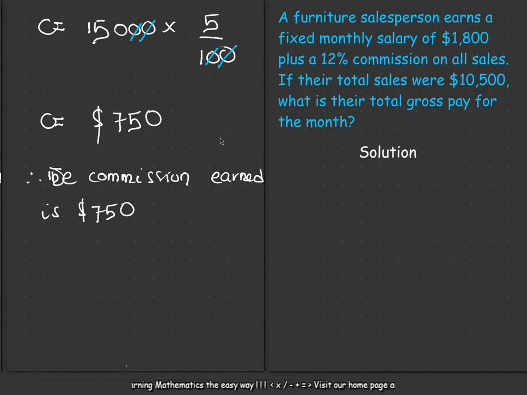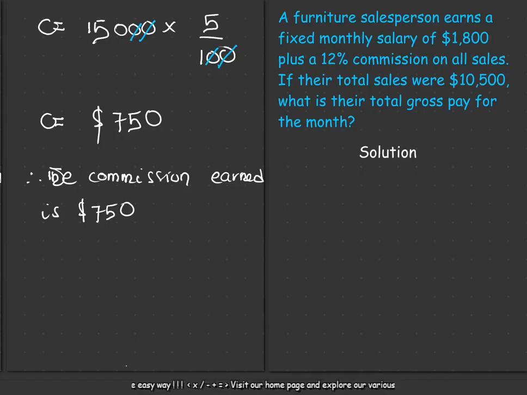What does this question mean? So each and every month, whether you sell something or not, you are earning this. That is, the salesperson is earning 1,800. Now, depending on what you sell, 12% of that is added to your pay. So provided this very month you are able to sell 10,500, what then is your gross pay? That is your salary plus the commission.